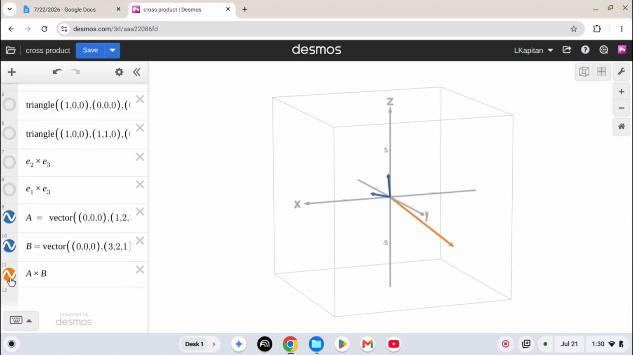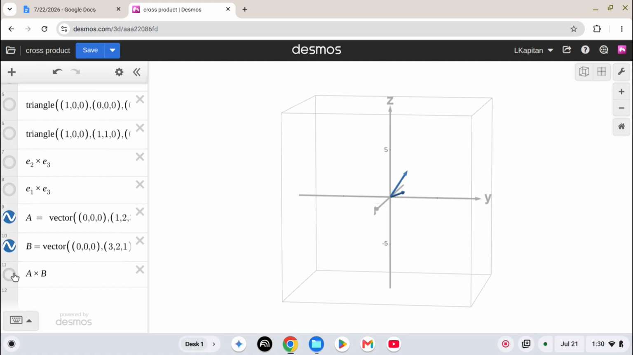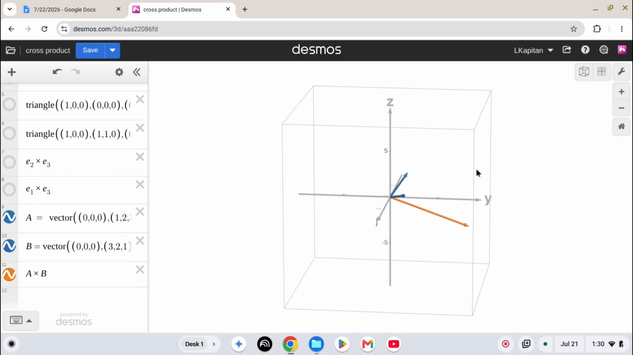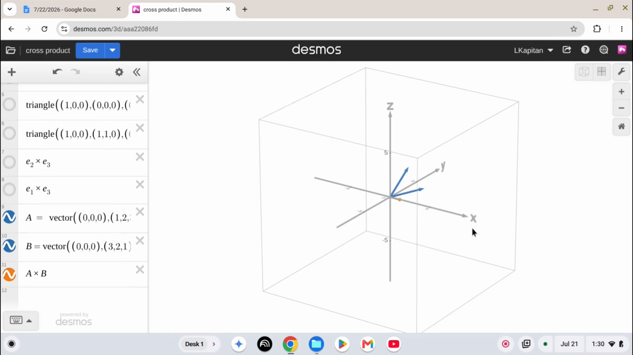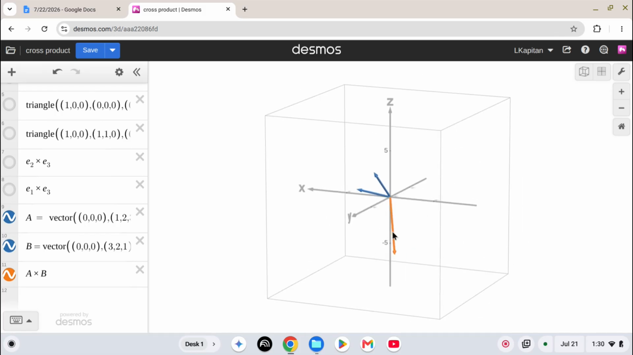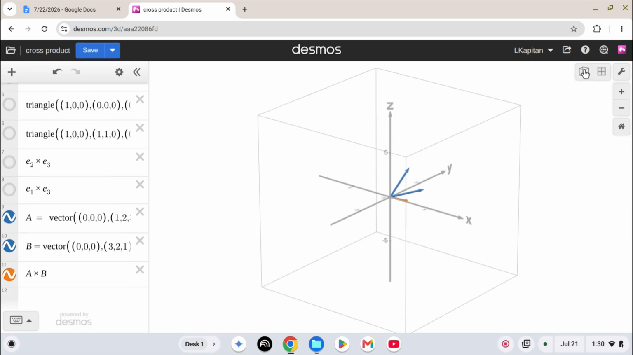And it looks like this. Okay, so we got vector A, vector B, we cross those, and we get this. And you can see it is negative 4, positive 8 in the xy plane. Flip it over, and we see it is negative 4 on the z-axis, the negative z-axis, E3 axis.